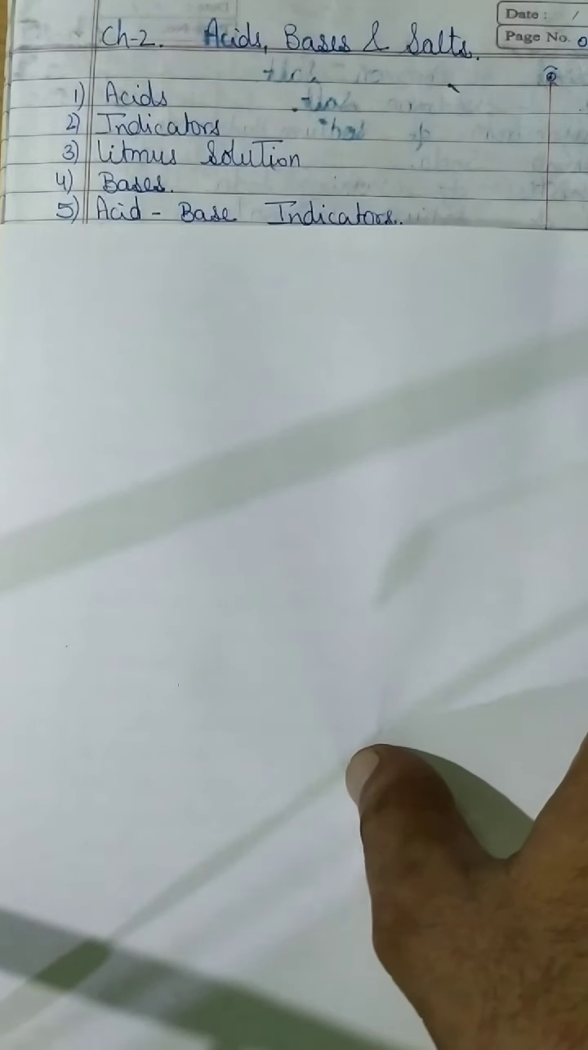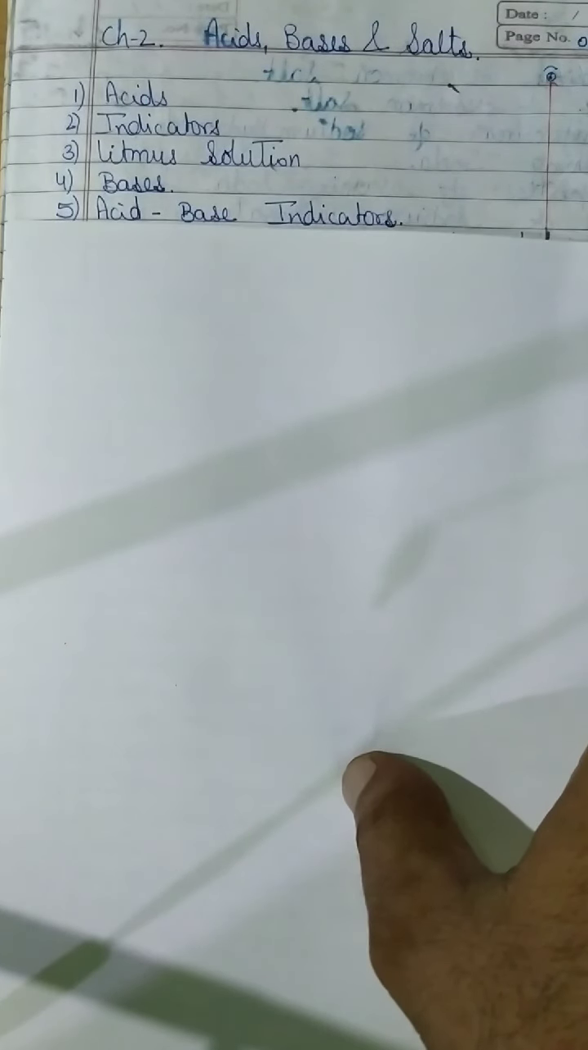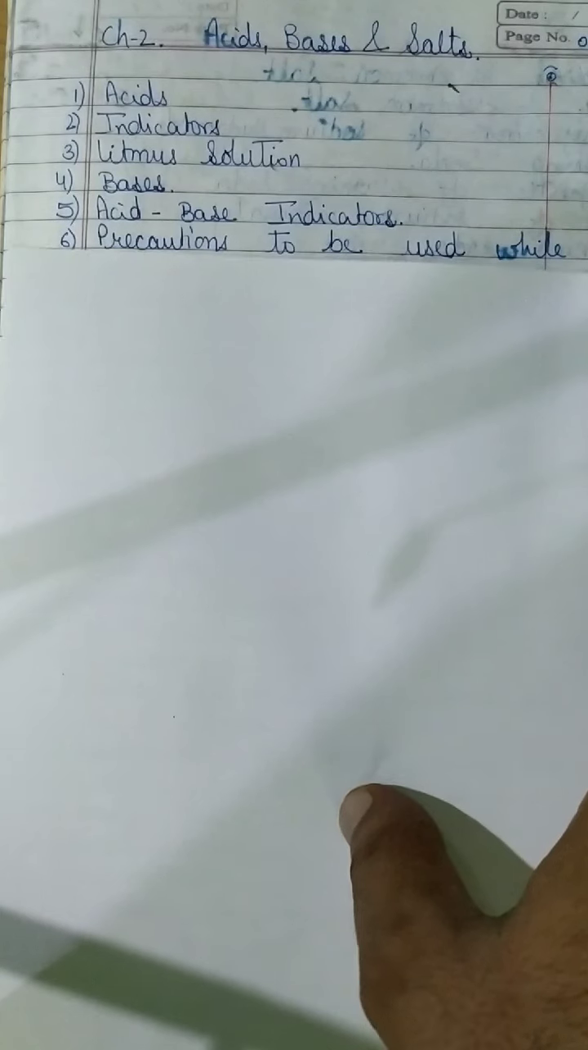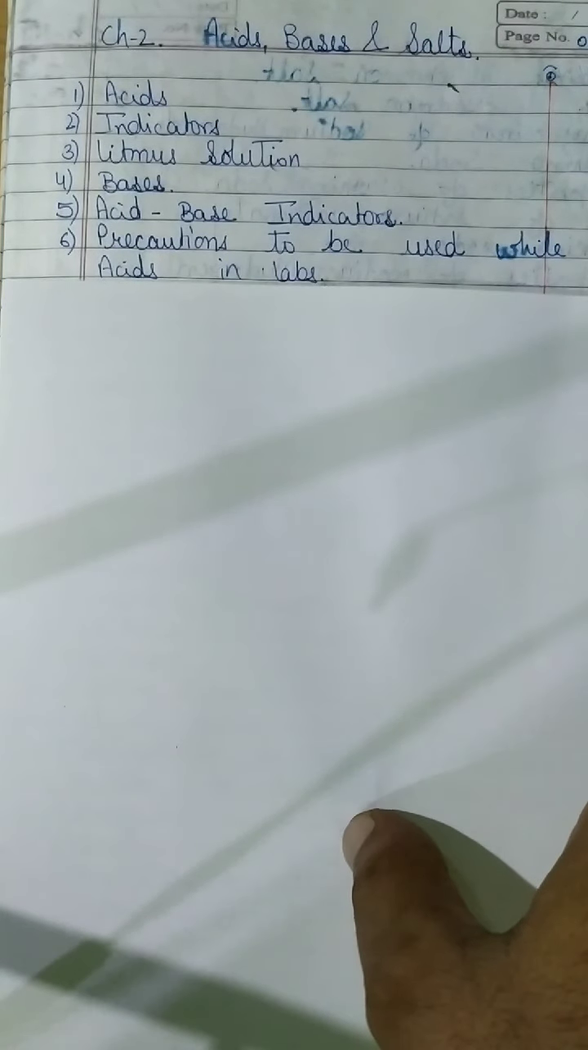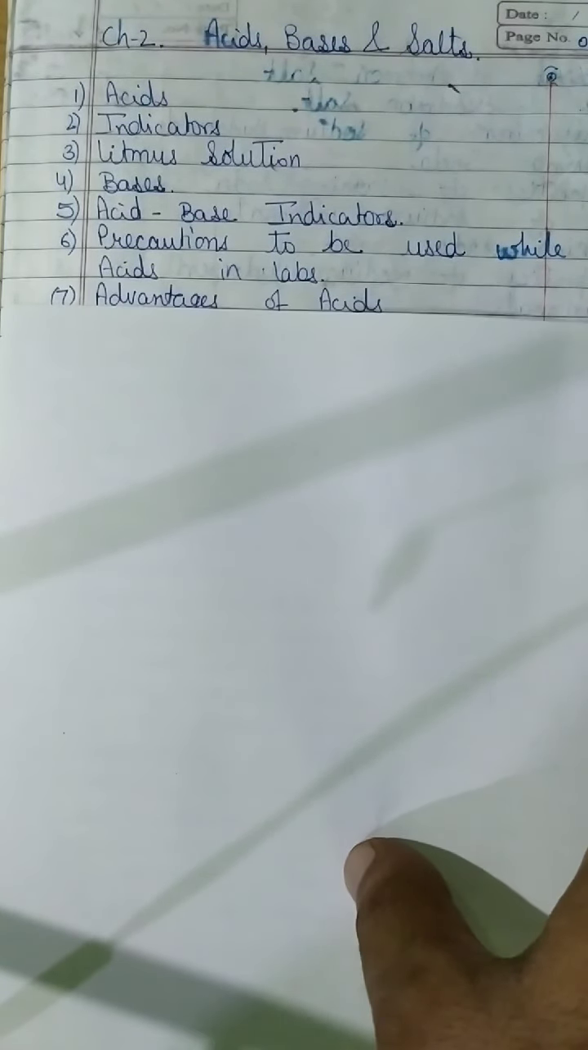Okay, next is the acid base indicators. Now acid base indicators, where are they used and what are they? Okay, so the next one is precautions to be used while handling acids in labs. In labs means laboratories, right? What are the precautions that we should use while handling the acids in laboratories?